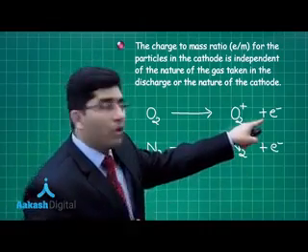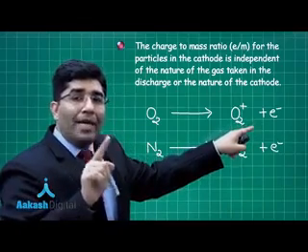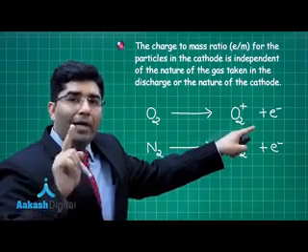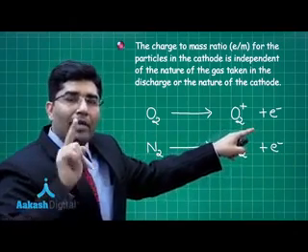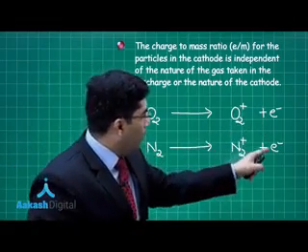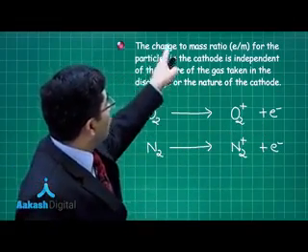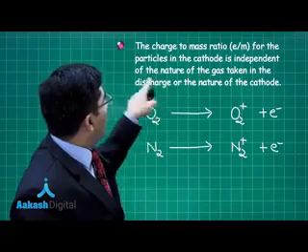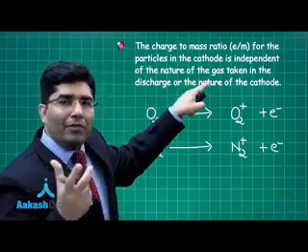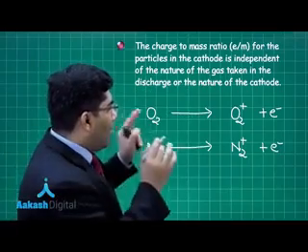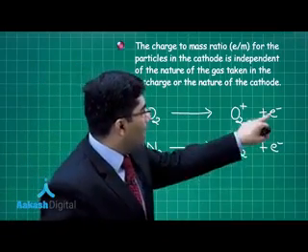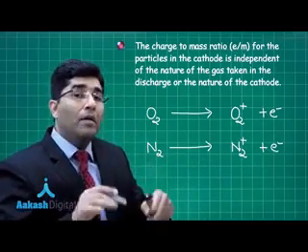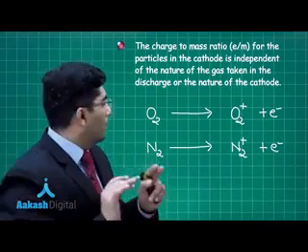The charge of the electron will be minus 1.6 into 10 to the power minus 19 coulomb. The mass of the electron will be 9.1 into 10 to the power minus 31 kg. Either we take this electron or this electron, and the statement says the charge to mass ratio, that is e by m, will be independent of the nature of the gas. Which gas we have taken doesn't matter. So it is saying correct. Why? Because this electron and this electron are both the same. Their charges are the same, their masses are also the same, right?